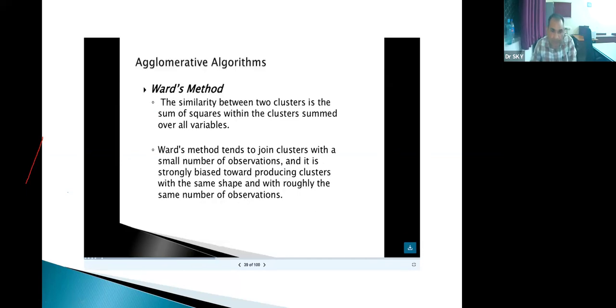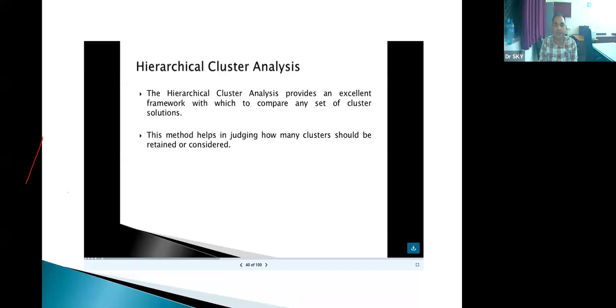Now we come to Ward's method. The similarity between two clusters is the sum of the squares within the cluster summed over all variables. So on the basis of all variables, we take the observations, square them, and add them. Ward's method tends to join clusters with a small number of observations, and it is strongly biased towards producing clusters with the same shape and with roughly the same number of observations. This is one of the biases of Ward's method.